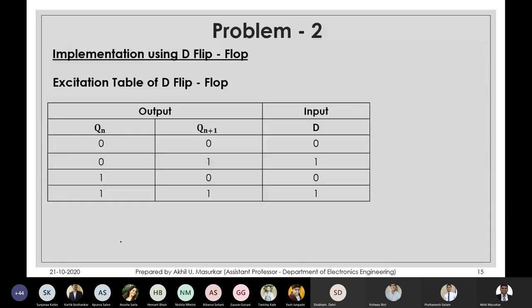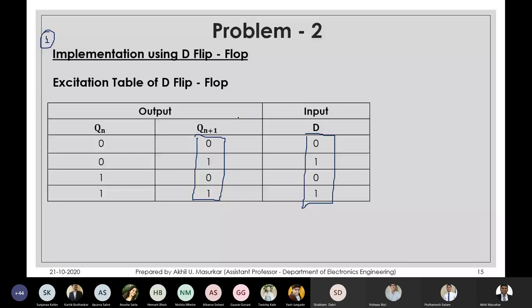But as a procedure, we should first write down the excitation table of the D flip-flop, because this is our method number one, that is implementation using D flip-flop. So when you are doing implementation using D flip-flop, first you will write the excitation table of the D flip-flop. And again I'm saying that D is equal to Qn plus 1. So whatever is there in Qn plus 1, we can straight away copy it into D. So this excitation table is not new for you, but you can just note it down quickly.